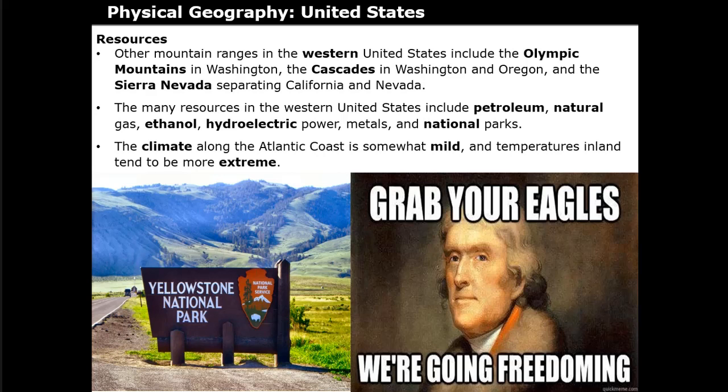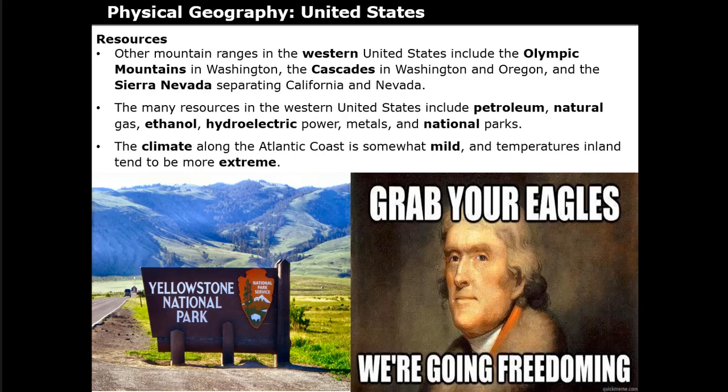In the United States, we do have a lot of resources, and we've got a great map. We have a great resource map there. We've already talked about the mountain ranges. On the West Coast, you have the Sierra Nevada. You have the Olympic Mountains in Washington, the Cascades in Washington and Oregon. We're going to get to a great little resource map. The United States has a lot of petroleum, natural gas, ethanol, hydroelectric power. There's actually a lot of metals, and then national parks.